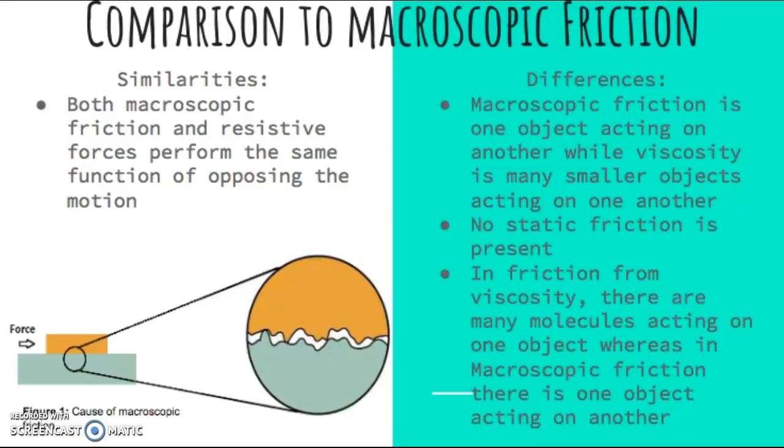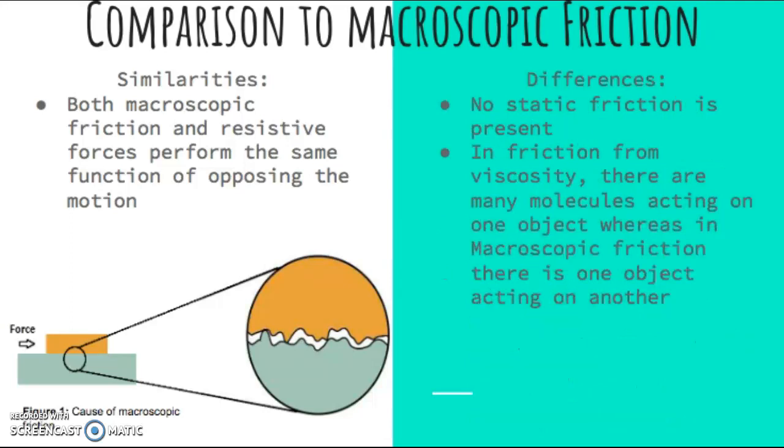Similarities between macroscopic friction and resistive forces such as viscosity are that both perform the same function of opposing the motion. Some differences include that there is no static friction present in viscosity, and in friction from viscosity, there are many molecules acting on one object, whereas in macroscopic friction, there is one object acting on another.